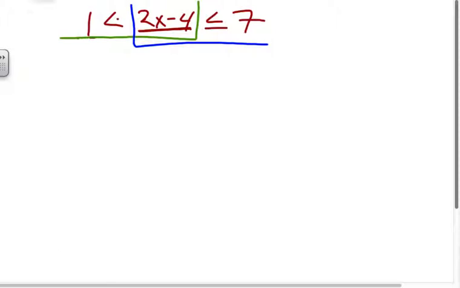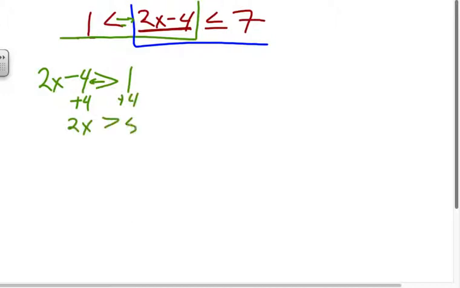So what I'm going to do is solve this one first. I'm going to rewrite it so my variable's on the left. I've got 2x minus 4. Now I notice that this thing opens towards the 2x. So when I move it over here, it still must open towards the 2x. And then 1. All right, now I solve this. This is just like linear. I'm going to add 4 to both sides. I have 2x is greater than 5. Then you divide by 2. So x is greater than 5 halves.